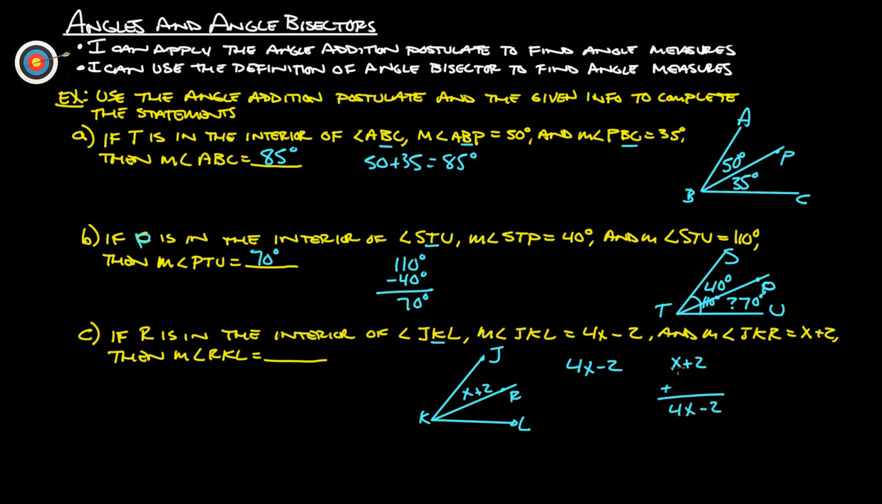Okay, so what do we have to add to x to get to 4x? That's going to have to be 3x. And what do we have to do to 2 to get to negative 2? Well, first we have to subtract 2 to get to 0. We have to subtract 2 more to get to negative 2, so that's going to be minus 4. So this 3x minus 4 is what angle RKL is going to be. Because x plus 3x is 4x, and 2 minus 4 is negative 2, and that's what that whole angle is supposed to equal.